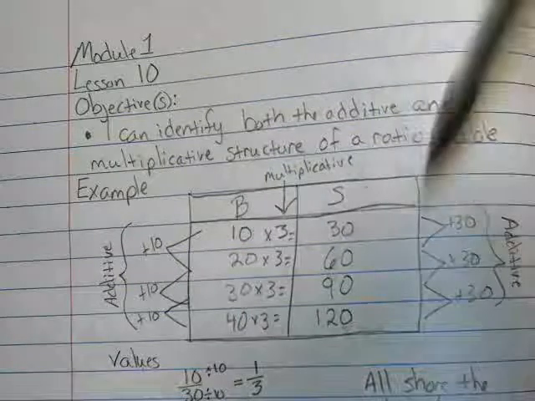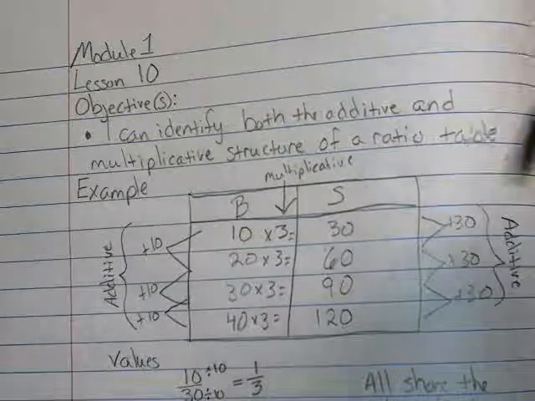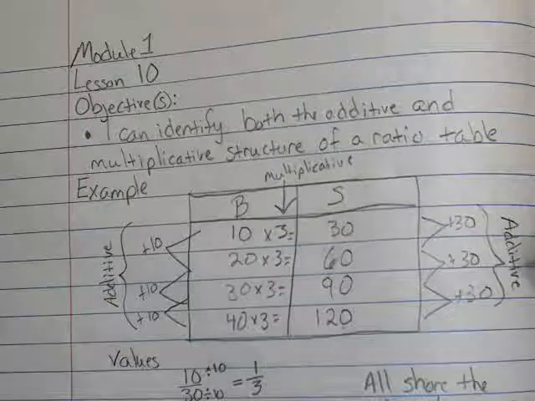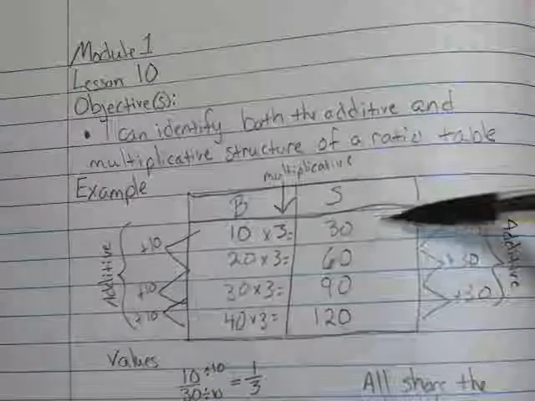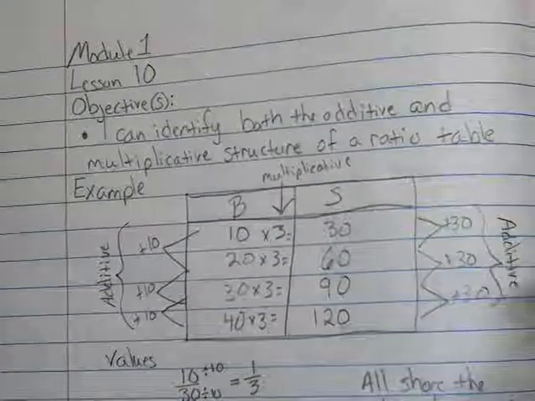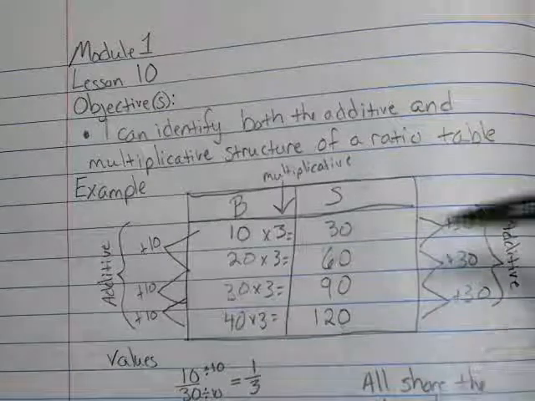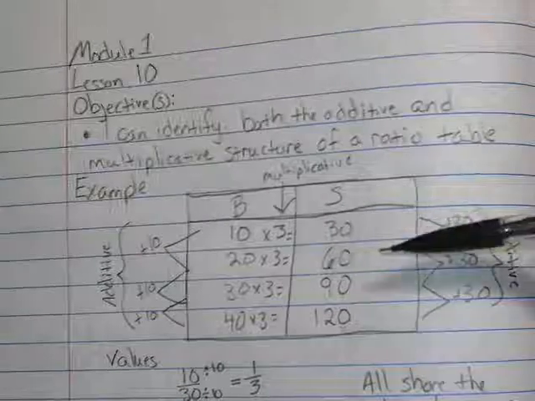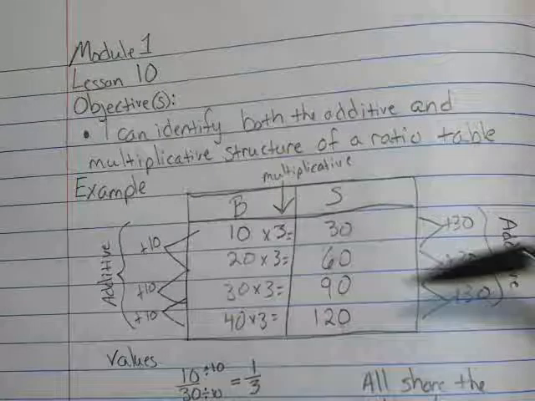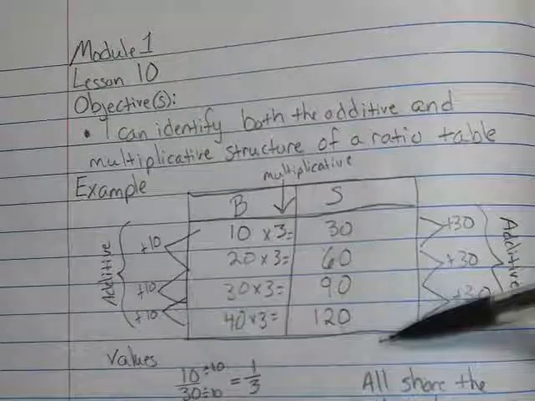The two pieces that you need to now identify are, first, the additive, and the additive is simply that number that we're adding every time, and it's always going to be the same. So we have 30 plus 30 to give me 60, 60 plus 30 to give me 90, and 90 plus 30 to give me 120.